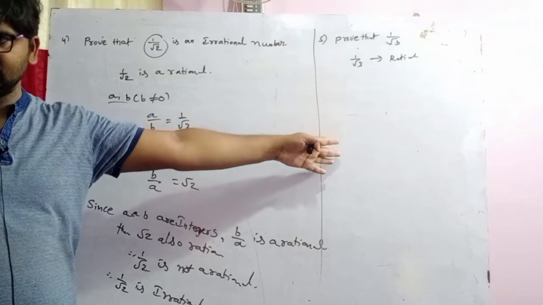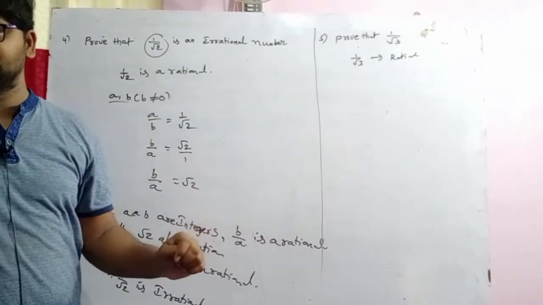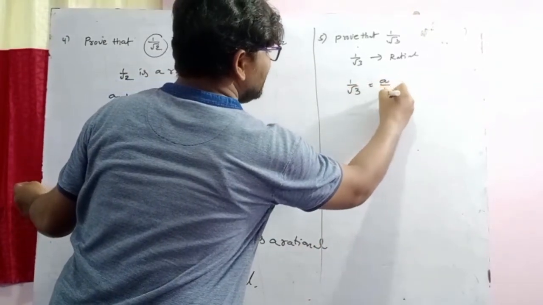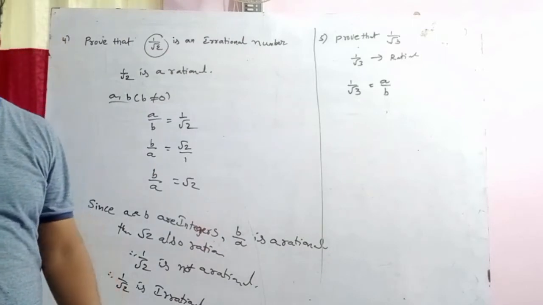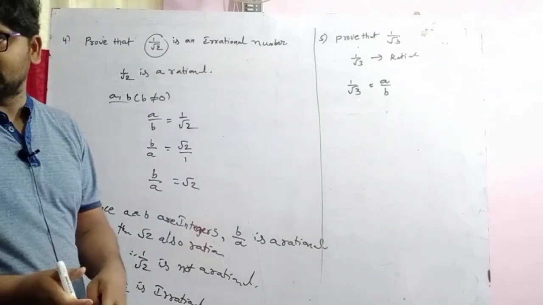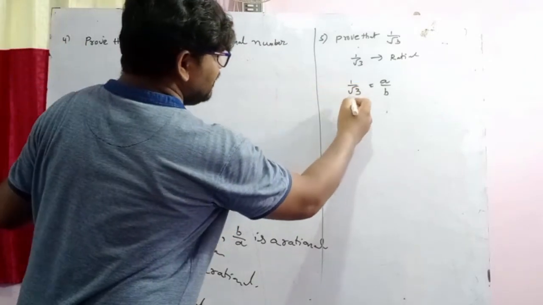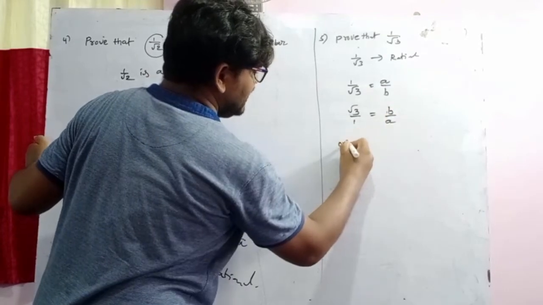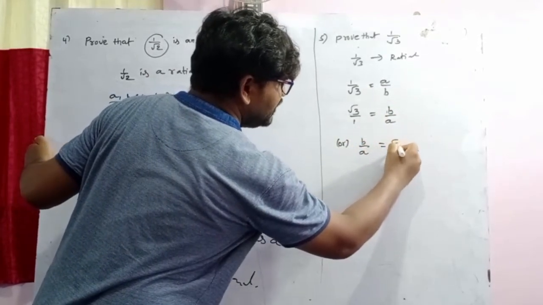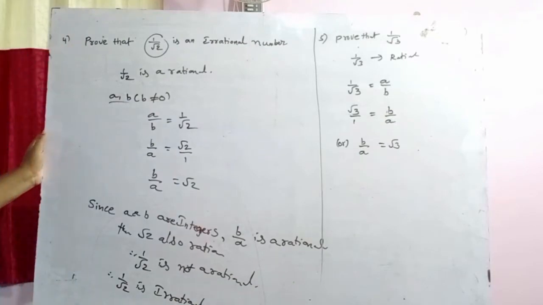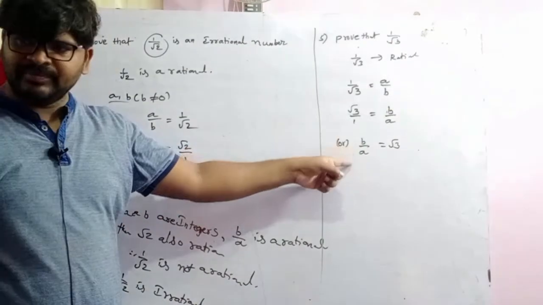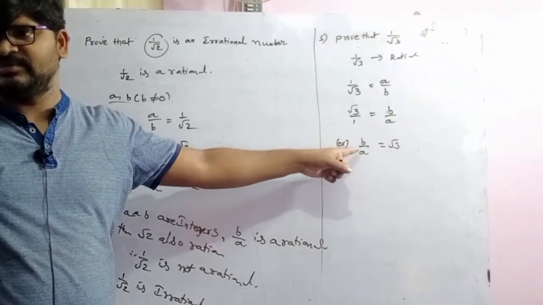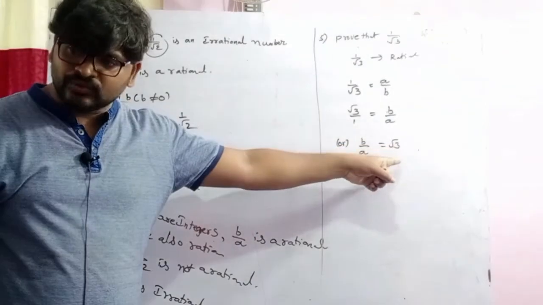If it is rational, then there exist a, b, b not equal to 0, co-prime integers such that 1 by root 3 equals a by b. They are reciprocals of each other. So root 3 by 1 equals b by a, or b by a equals root 3. Since a and b are integers, b by a is a rational. Then root 3 is also rational.